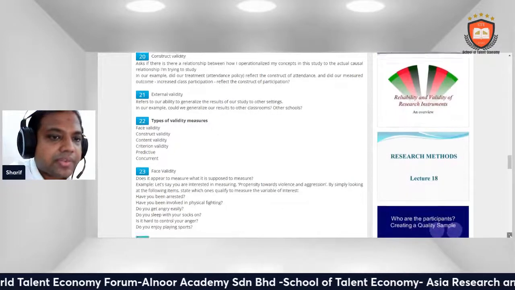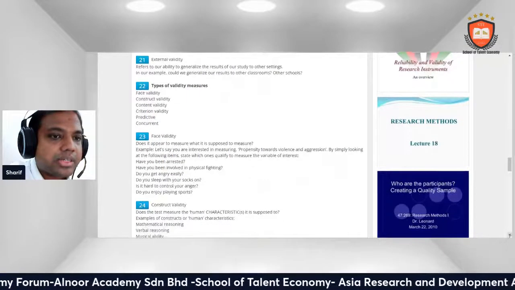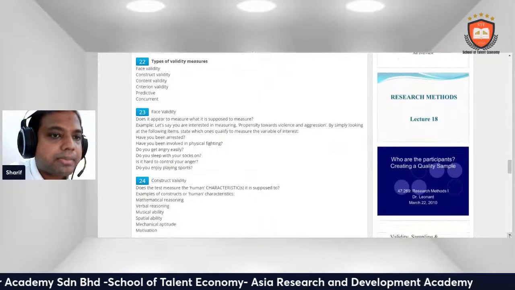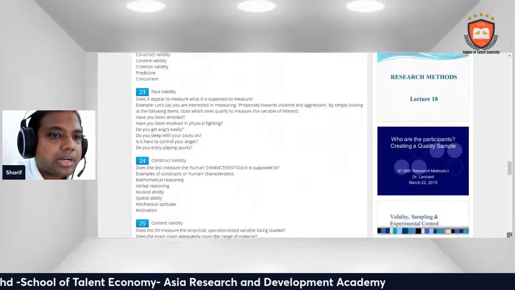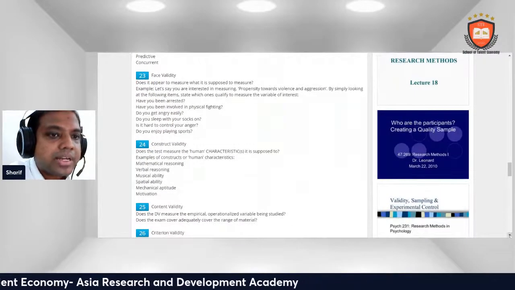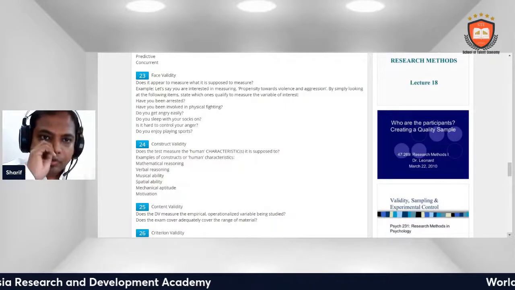Types of validity: face validity, construct validity, content validity, criterion validity, predictive, concurrent. Face validity: does it appear to measure what it is supposed to measure?